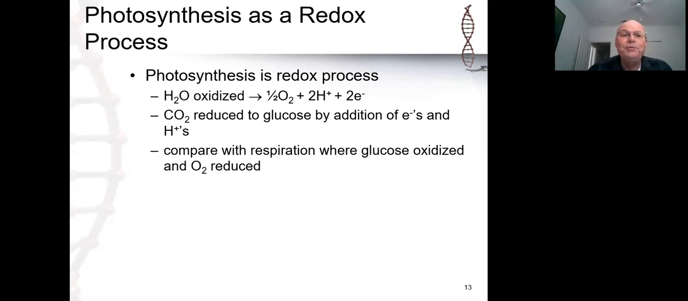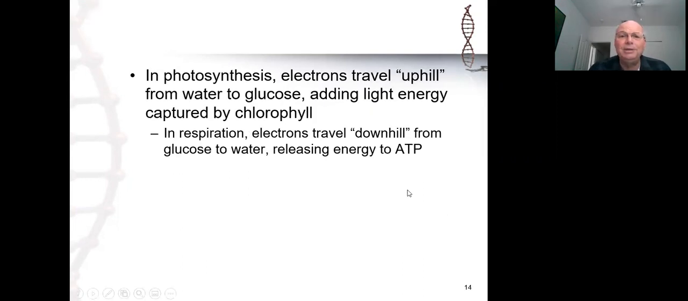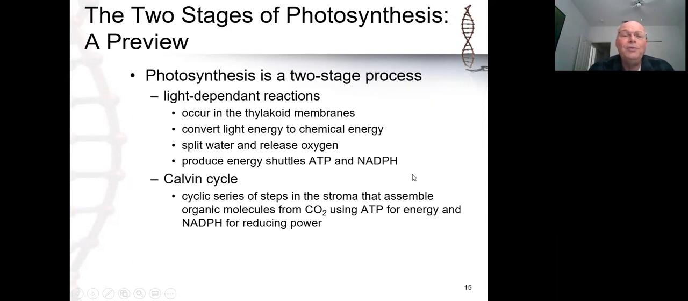Now we want to move the electrons in the opposite direction. We're going from water, low in free energy, high in electronegativity because of the presence of the oxygen, and we want to move those electrons uphill to glucose. So we do need a source of energy to push the electrons back uphill again. And so that becomes part of our understanding of photosynthesis.